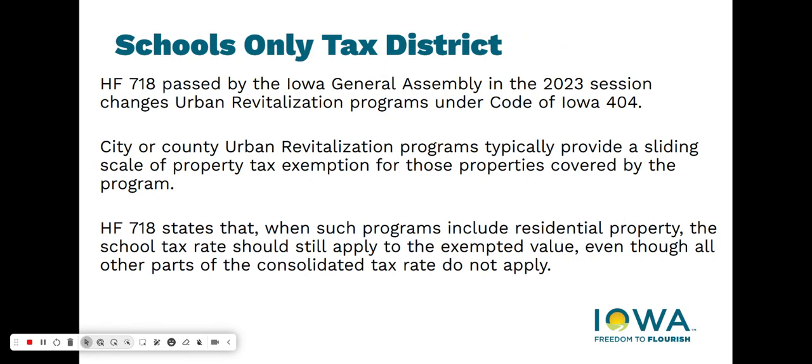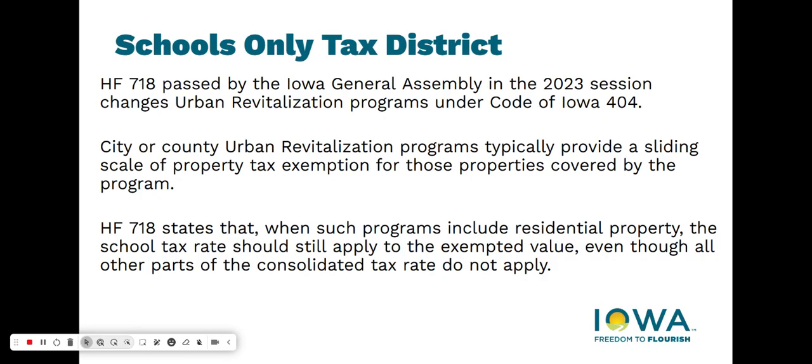Schools only tax district, just to talk briefly about this. In the 2023 session of the General Assembly, House File 718 passed, and it did change urban revitalization programs under Code of Iowa 404. City or county urban revitalization programs, when they are adopted, typically provide a sliding scale of property tax exemption for those properties covered by the program.